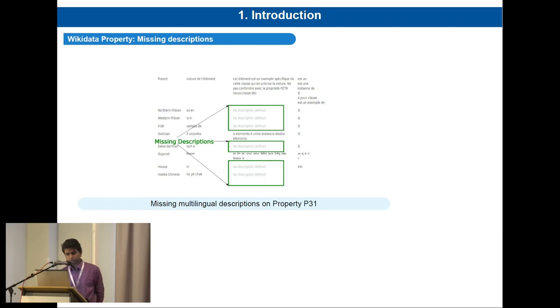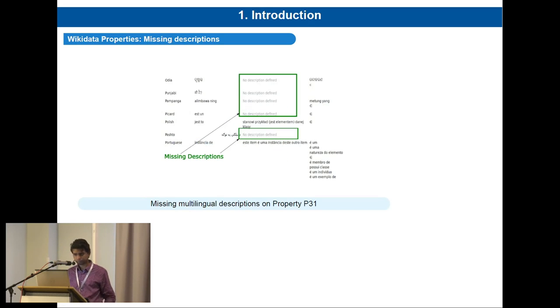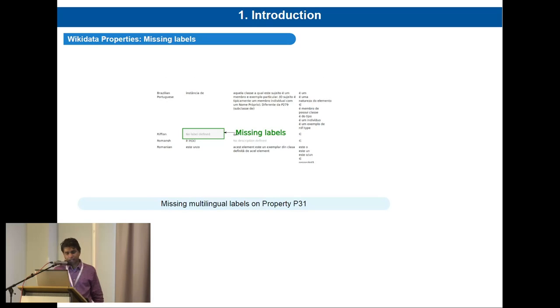I have put some examples. This is again on P31, instance of, the very, very famous property. And you see there is no description for this item. There are almost six languages on this image where you do not have any description. Again, some more languages, like Odia and Punjabi, have no description. This is a property which is used quite a lot, and you see that there is no description for it.